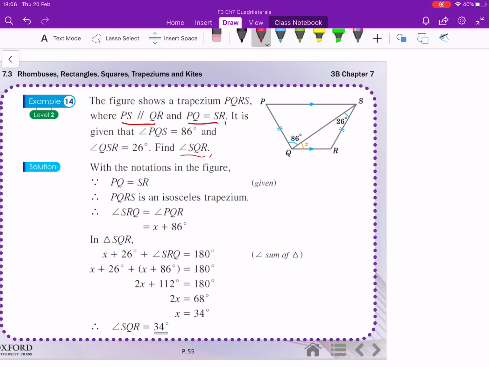So for an isosceles trapezium, you know that this angle actually equals this one. So this one equals 86 plus x degrees also. So by using the angle sum of a triangle in this triangle, you can find out the value of x. Okay, angle sum of triangle to find out the value of x.